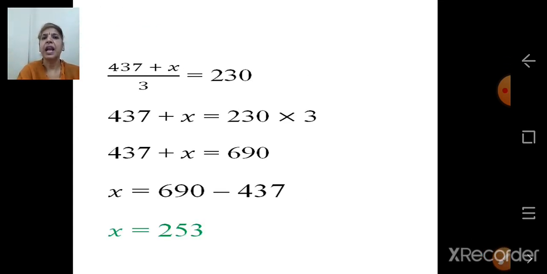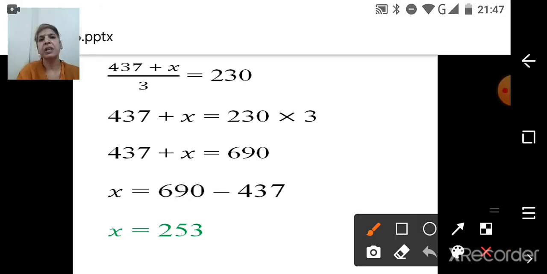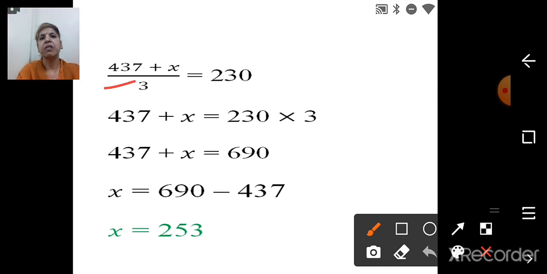So we will solve that. First we will add 180 plus 257. Now what is 180 plus 257? It is 437. So 437 plus x upon 3 is equal to 230. Then 437 plus x is equal to 230 into 3. Now what is 230 into 3? It is 690. So we will write 437 plus x is equal to 690.